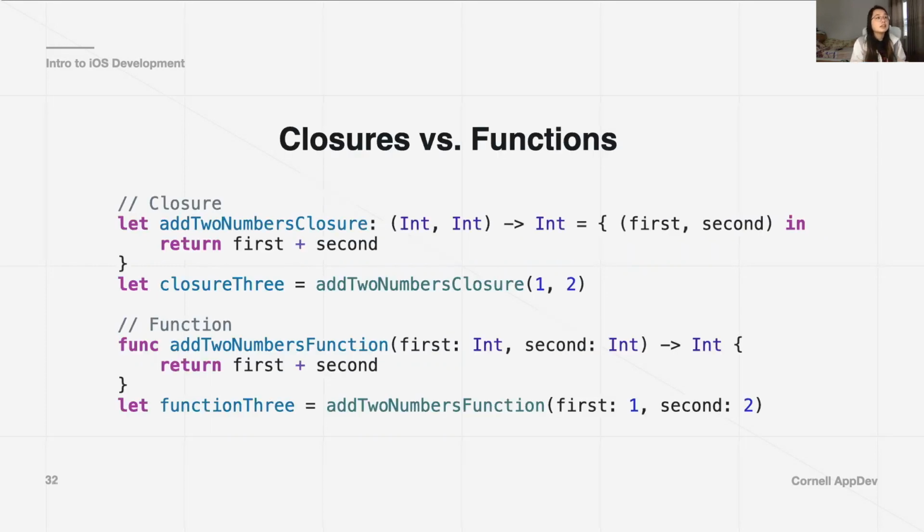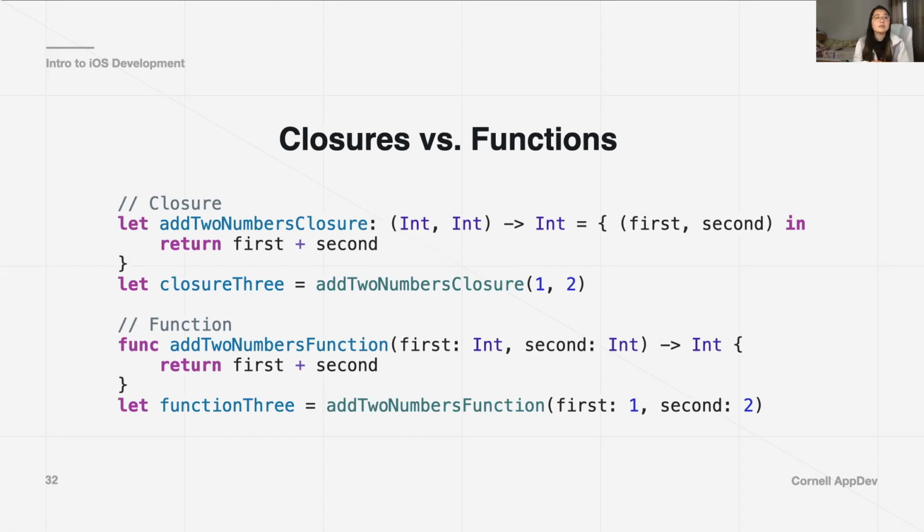So if we look here at closures versus functions, the first example here is a closure, right? So we say let addTwoNumbers is equal to this bracket first, second in return first plus second, right? So this is kind of a funky syntax for declaring a function, but this really acts the same as the second example of func addTwoNumbers first, second, and then return first plus second, right? These two basically do the same thing.